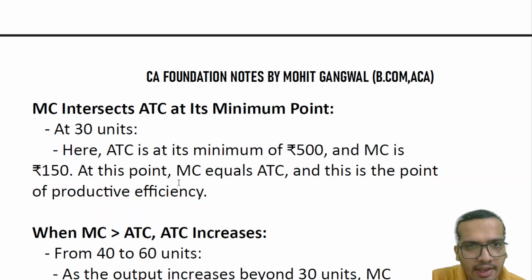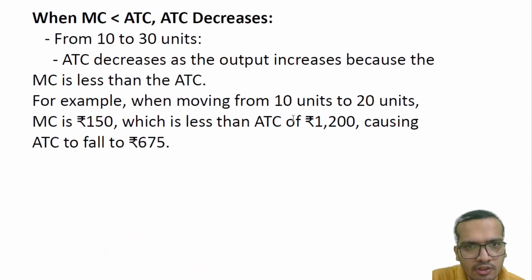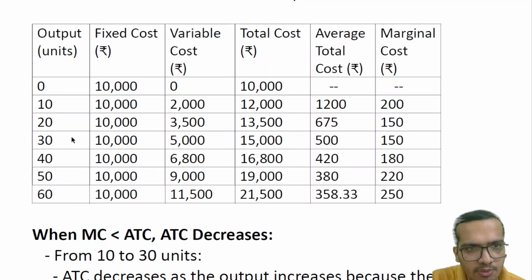At this point MC equals ATC, and this is the point of productive efficiency. So this is the efficient point of production, that is at 30 units we will be having average total cost of 500 and marginal cost of 150.